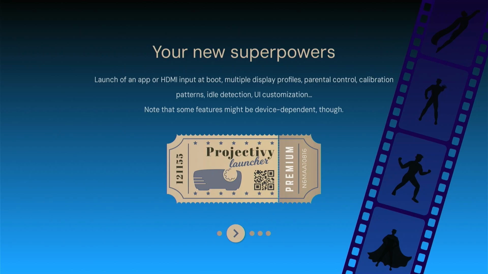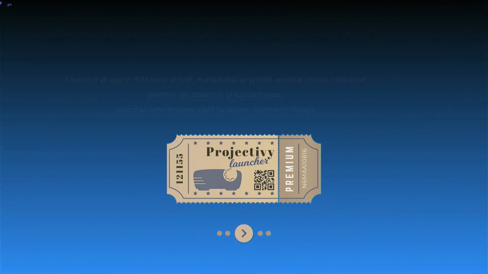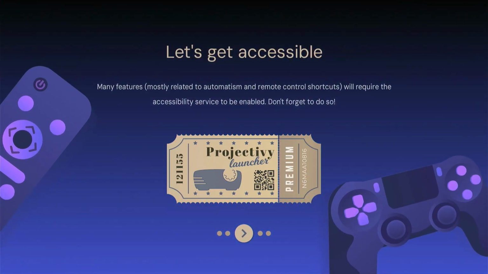So it's going to be a total transformation of your user interface. It's also coming with features like calibration patterns, ID detection, UI customization, as the name implies, and then parental controls are also going to be embedded. You're going to have multiple display profiles if you do not have that on your previous setup on Chromecast. Now it also gets accessibility with many more features.